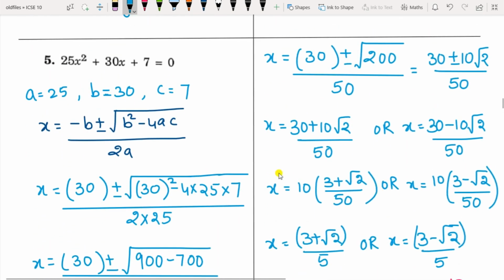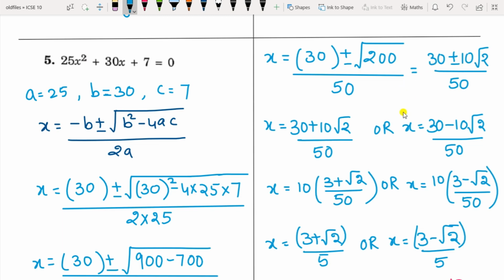Similarly, in this case, 25x square plus 30x plus 7 equal to 0. So A is 25, B is 30, and C is 7. So write the formula, substitute the values. Okay, so here it is 30 square is 900, and this multiplication will be 700. So after doing the subtraction, it will be 200. But 200 is not a perfect square. So split this number so as to get one of the numbers as perfect square. That is 100 into 2 is 200, and root of 100 is 10. Take it out of the root, then do the calculation now.